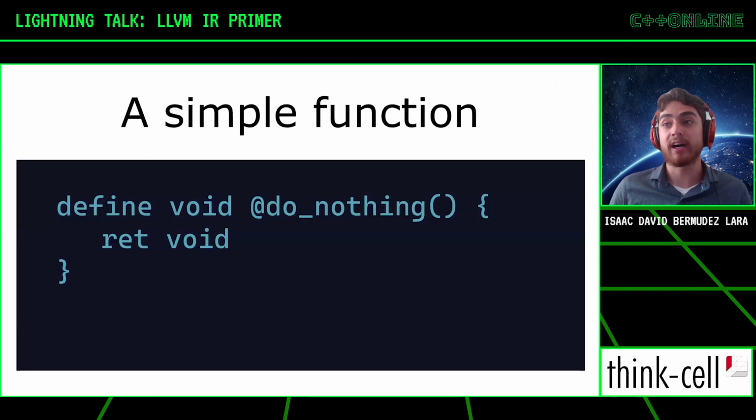So here is a very basic LLVM IR program. As we can see, there is a do nothing function that returns a byte. And we can see that it's kind of verbose, because we always have to specify the return type, and we have to specify the parameter types of what we are handling.